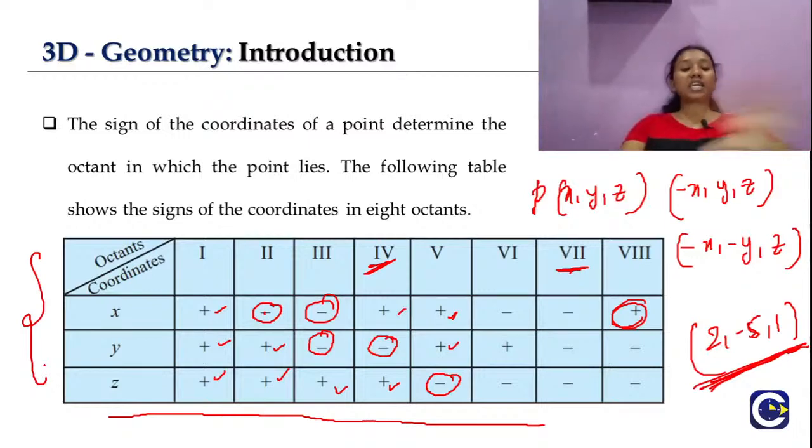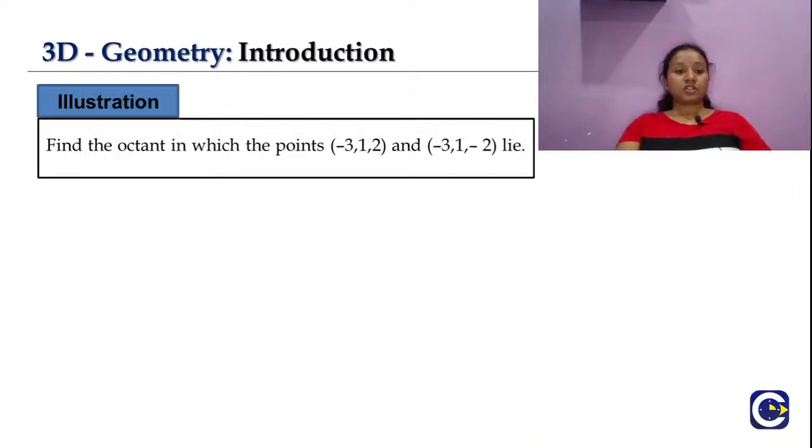So this is the quick introduction to our 3D geometry, like how to write the coordinates of a point and the signs of the coordinates in each of the 8 octants here. So here it's a quick question. Quickly read it and let me know the answer. It's just a 1-minute question. You can even finish within seconds.